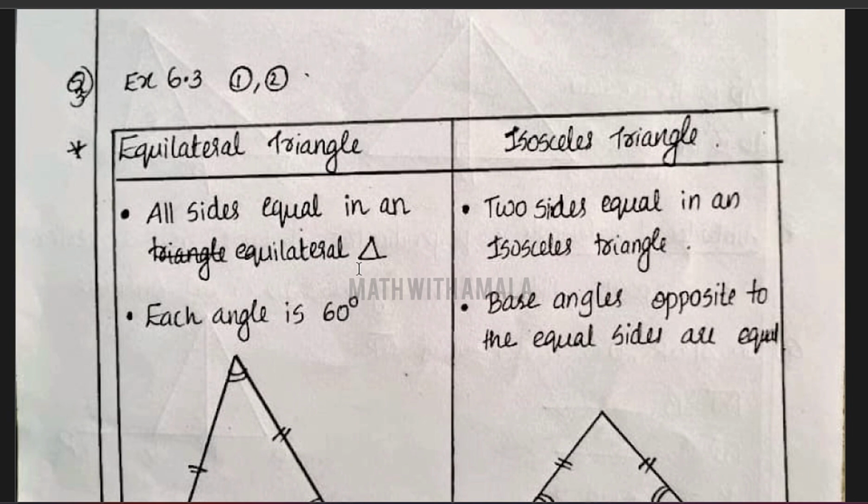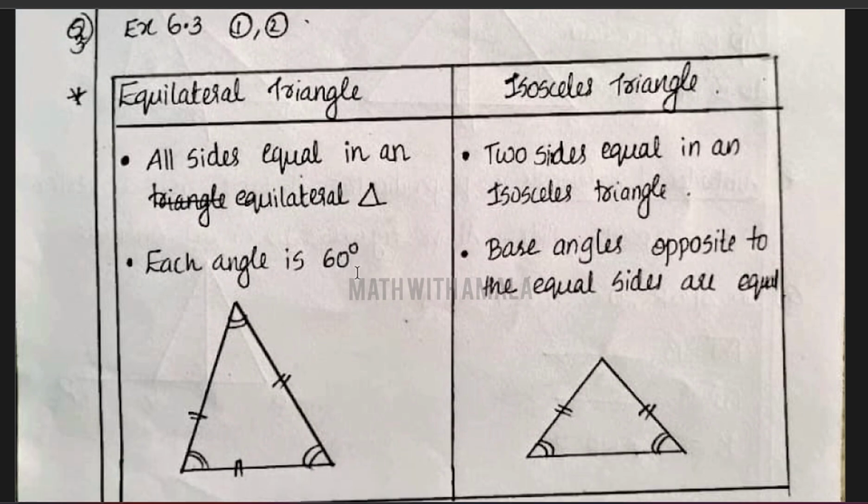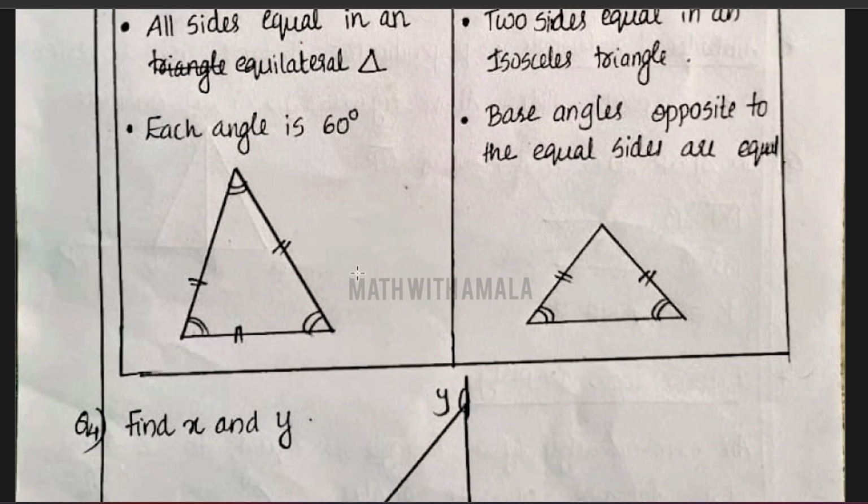Here let's compare the equilateral triangle and the isosceles triangle. What is an equilateral triangle? When all the sides are equal and all the angles are equal to 60 degree, it is called an equilateral triangle. If only two sides are equal and base angles opposite to the equal sides are equal, only the base angles which are opposite to the equal sides are equal, then it is isosceles triangle.